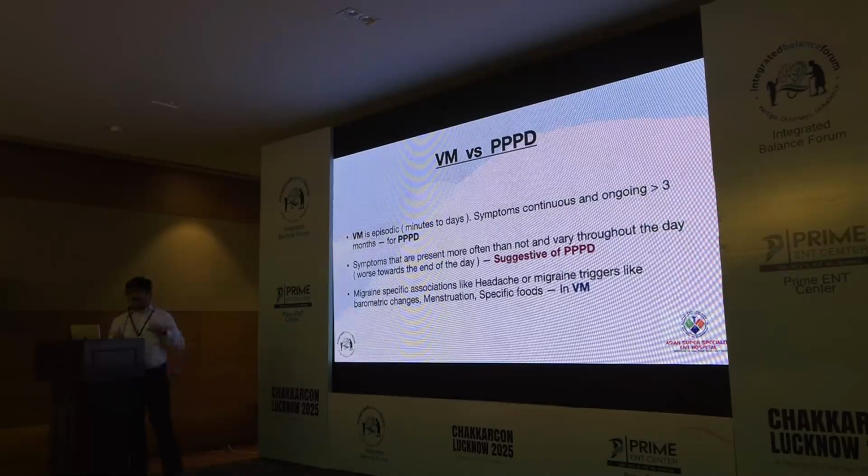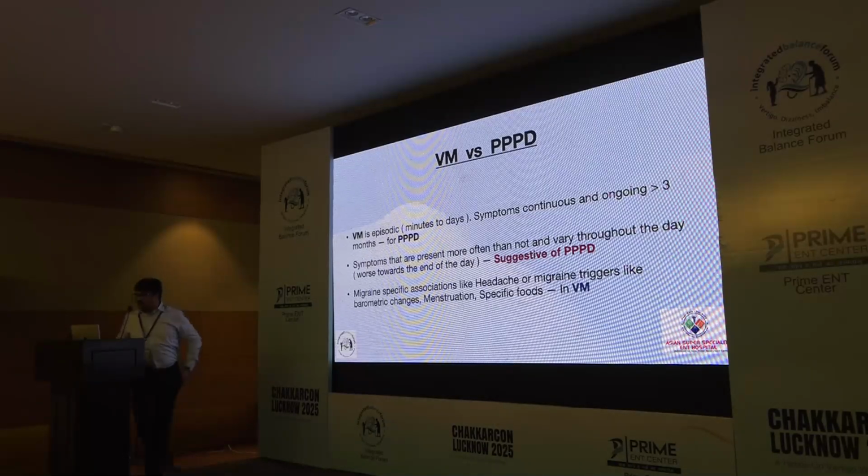What are the features that differentiate vestibular migraine and triple PD? Vestibular migraine is episodic. It lasts for 5 minutes to 72 hours. Whereas triple PD continues for more than that, for a few days, a few months. Symptoms that are present more often than not, vary throughout the day, and worsen towards the end of the day are suggestive of triple PD. Migraine-specific associations like headache and migraine triggers like barometric changes and menstruation are specific to vestibular migraine.